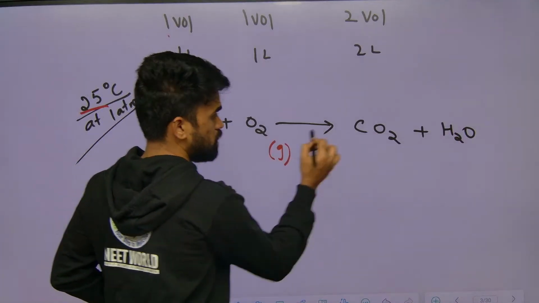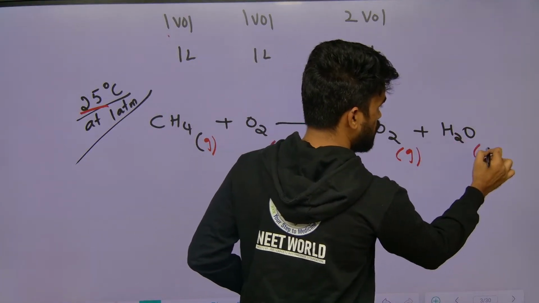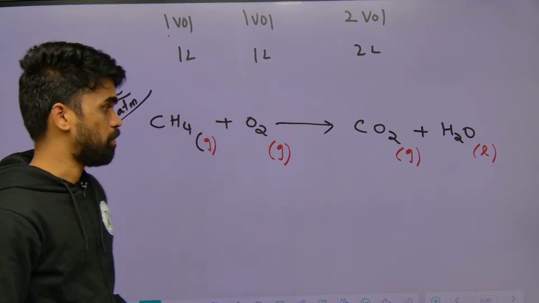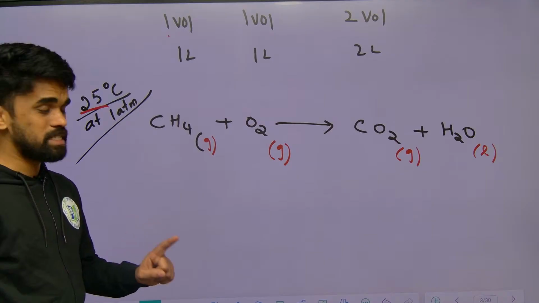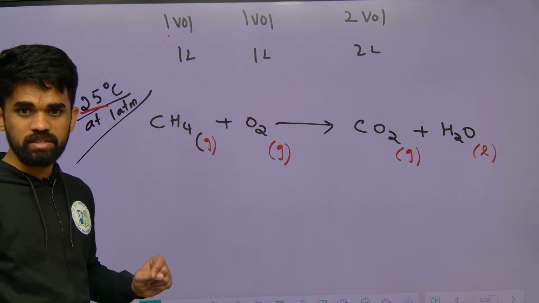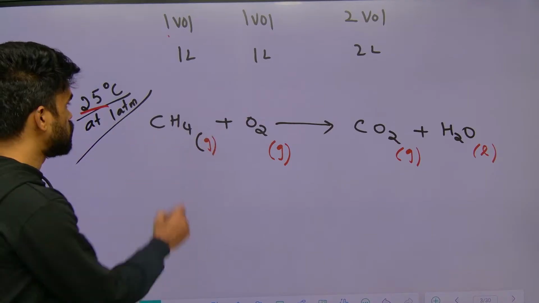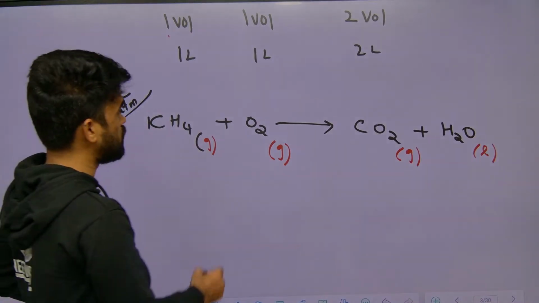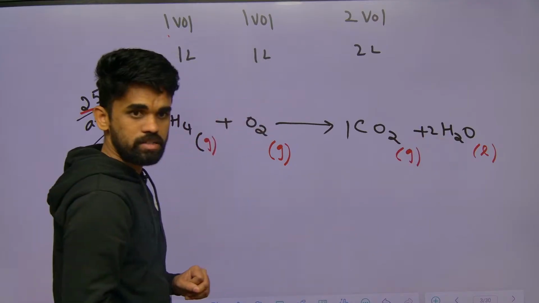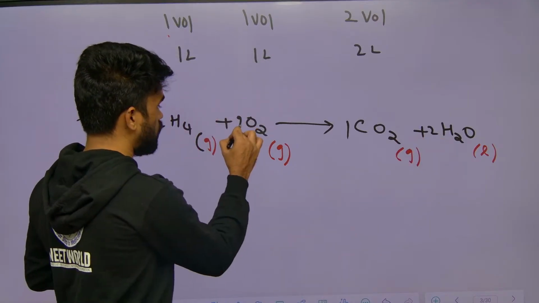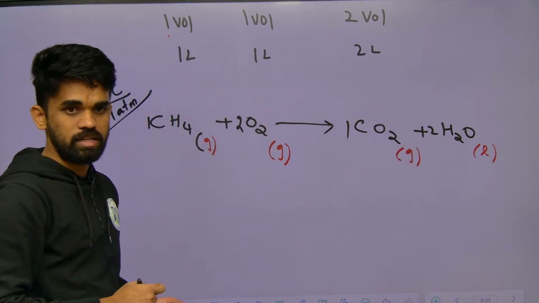Oxygen gas, CO2 gas, water liquid. Done up to here? Okay. Now Gay-Lussac's law is applicable only for gases. Next, is this a balanced equation first? No, first balance it. So 1 mole methane combines with oxygen to form 1 mole CO2 plus 2 moles water. So 2 moles oxygen is required.